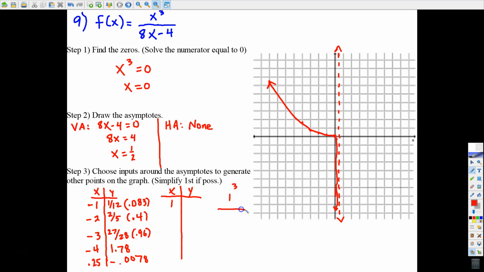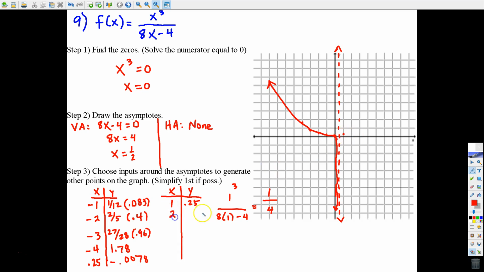1 cubed divided by 8 times 1 minus 4. 1 cubed, of course, is 1. This is 8 minus 4, which is 4, so that's 1/4, or you could say 0.25. So as I go right 1, here's x equals 1, I go up 1/4. I'll just say that's 1/4. Very good. Okay, let's keep going.